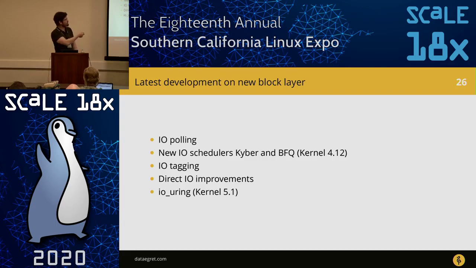There are also new I/O schedulers like Kyber and budget fair queuing introduced in new kernels for blk-mq. Kyber is a very simple scheduler which is quite fair, it doesn't do lots of mathematics, and budget fair queuing is a very complex thing.